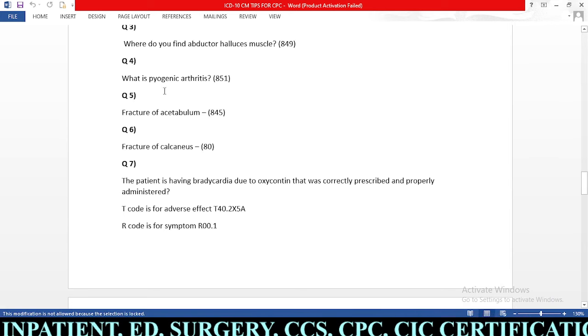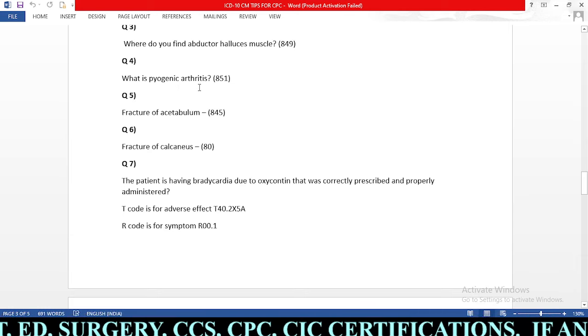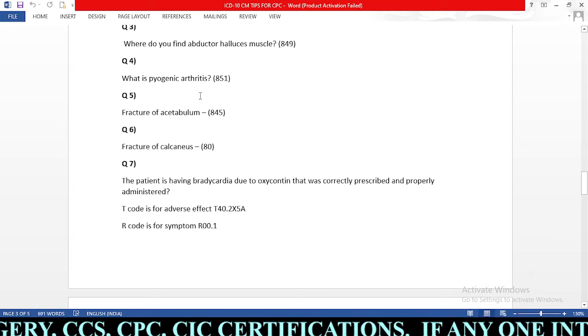Next, for example, what is pyogenic arthritis? So you don't know what pyogenic arthritis is, but you don't need to panic. We will check, the answer is in the book.